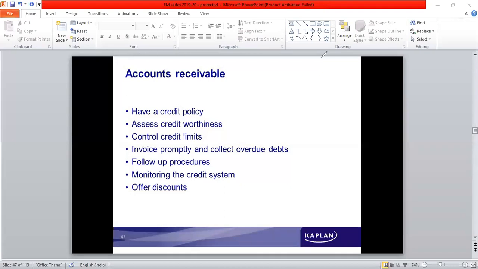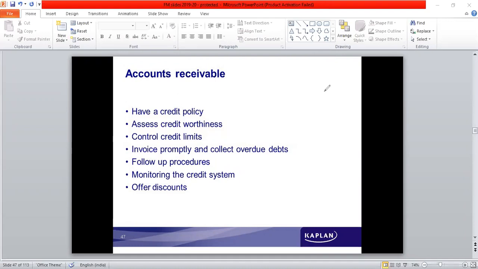Then invoice promptly and collect overdue debts. So on a credit sale, there is an invoice, and based on the invoice, on the due date, the invoice is presented to the customer. As against the invoice, the amounts are collected from the customer. So invoice promptly and collect overdue debts.